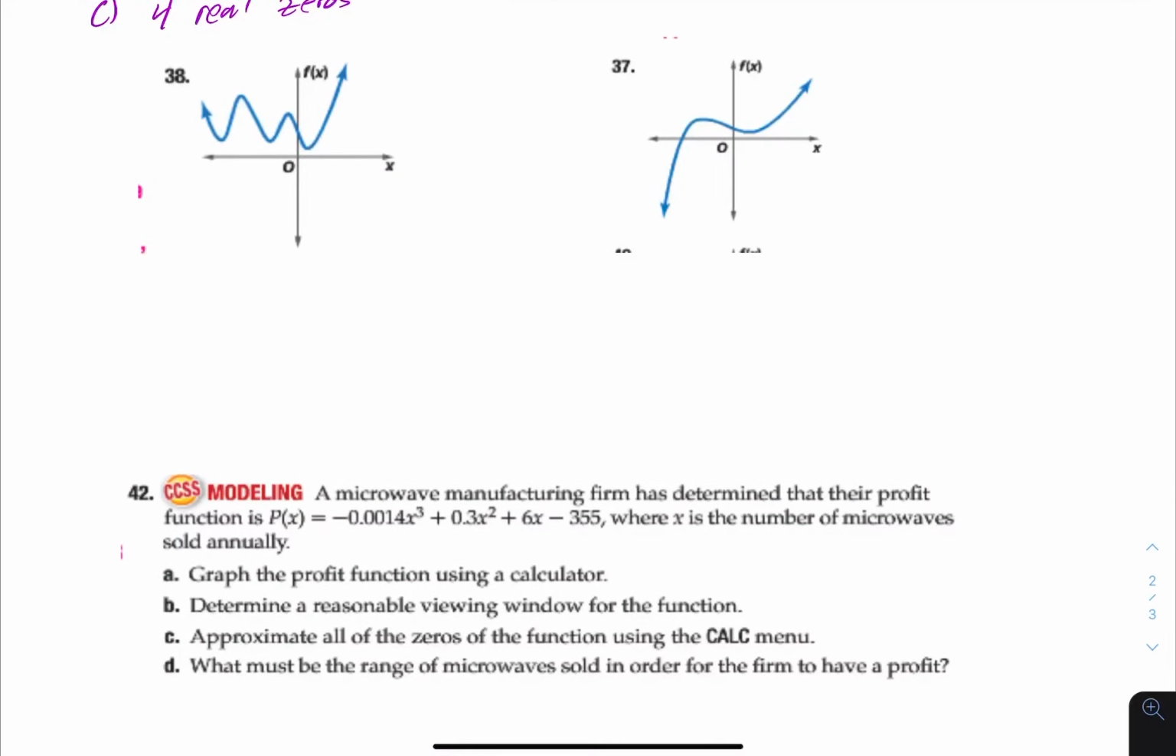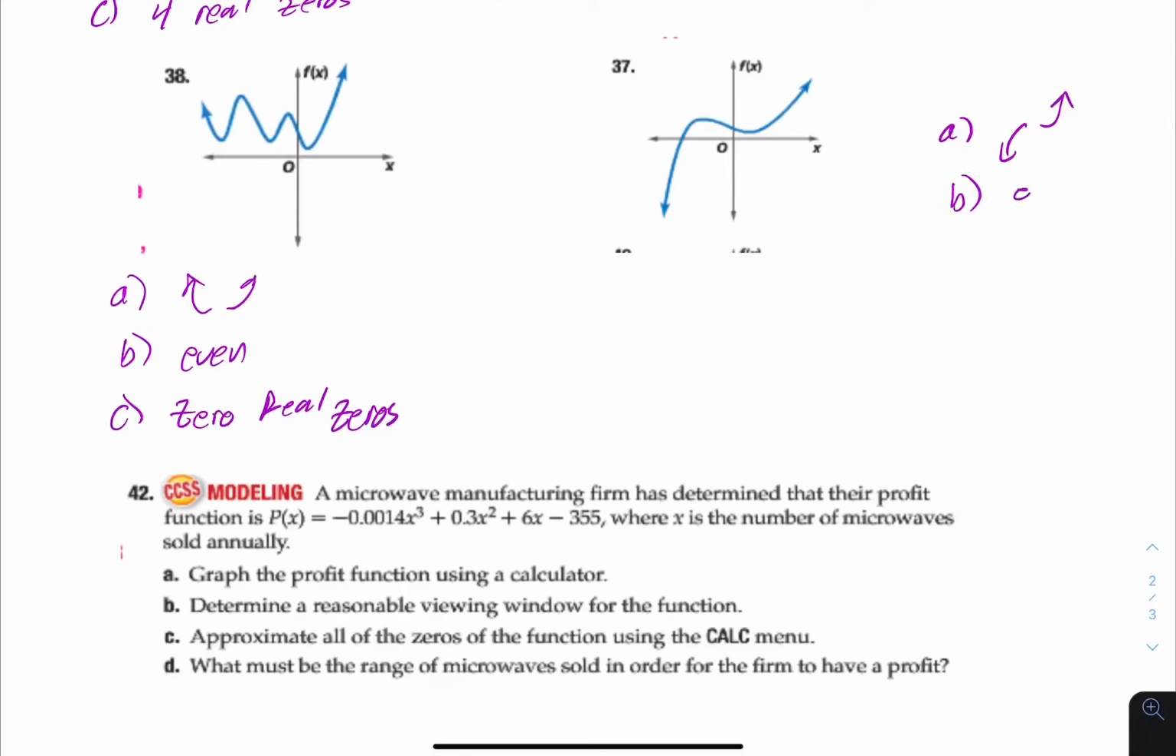Next one, it looks like this. B, it's even. And then C, there are 0 real zeros. It's all imaginary. It's probably better to say no real zeros. Now the next one, 37. A, it looks like this. B, it's odd. And then C, there's only 1 again.